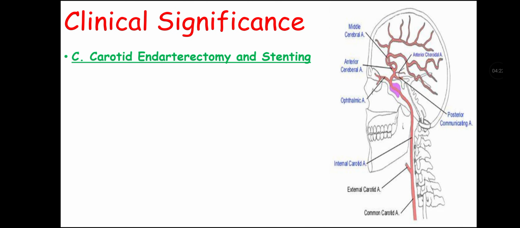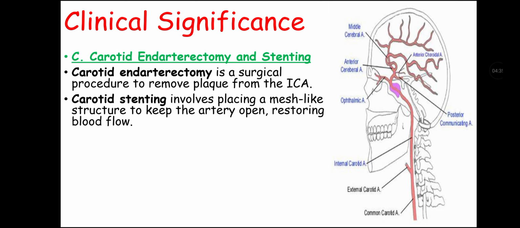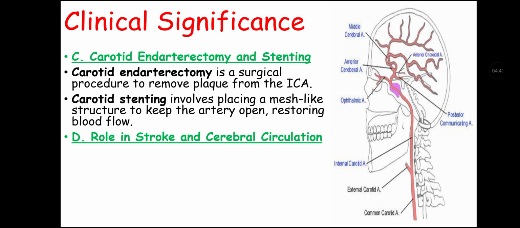Further talking about clinical significance, we have carotid endarterectomy and stenting. That is, a carotid endarterectomy is a surgical procedure to remove plaque from the internal carotid artery or remove the clot from the internal carotid artery, and carotid stenting involves placing a mesh-like structure to keep the artery open, restoring its blood flow.